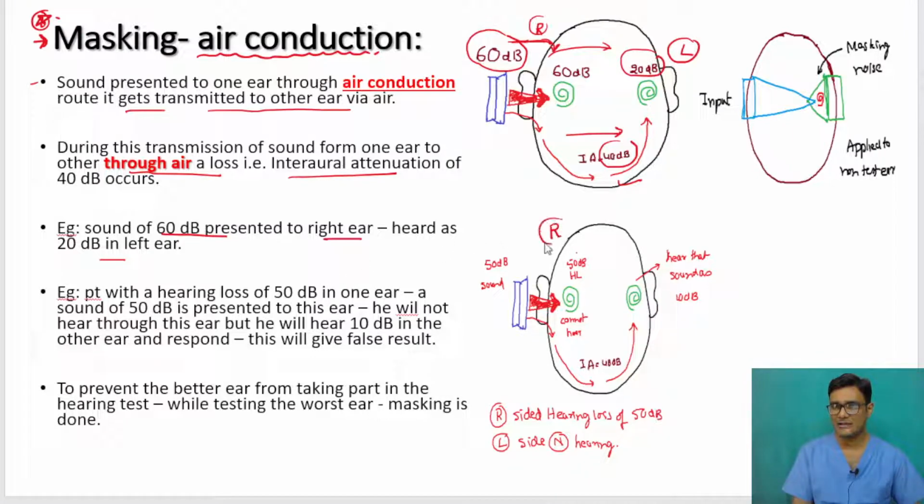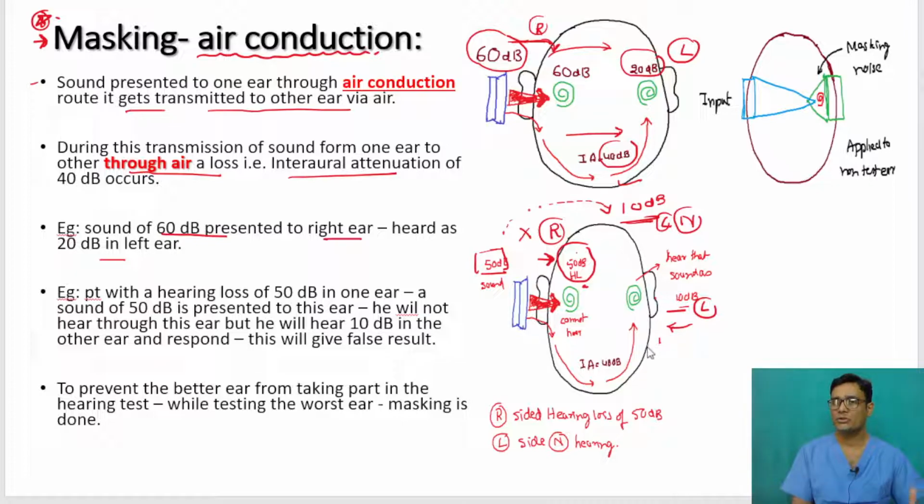Now coming to one more example. Suppose this patient has a right-sided hearing loss of 50 decibels and the left ear is perfectly normal. If you present a 50 decibel sound to the right ear, because there is a 50 decibel hearing loss, the right ear cannot perceive anything. But because of the interaural attenuation through the air conduction route, 10 decibels is presented to the left ear and it is heard as 10 decibels in the left ear. So this will make getting the result a bit tricky. The patient has a 50 decibel hearing loss, but on the audiogram he picks up the sound at 10 decibels.